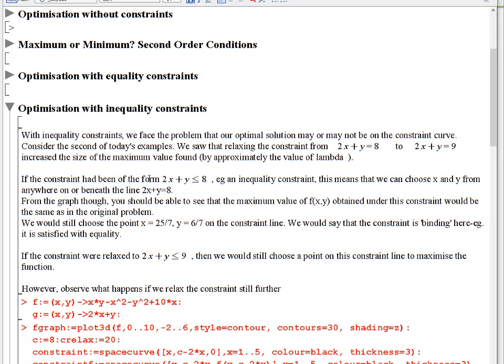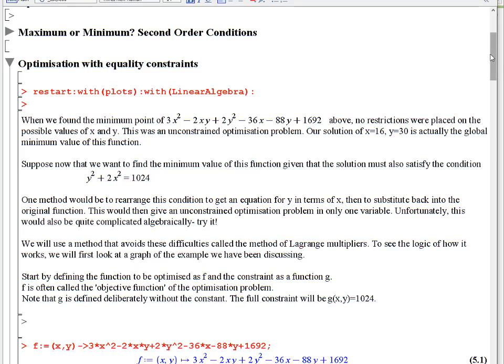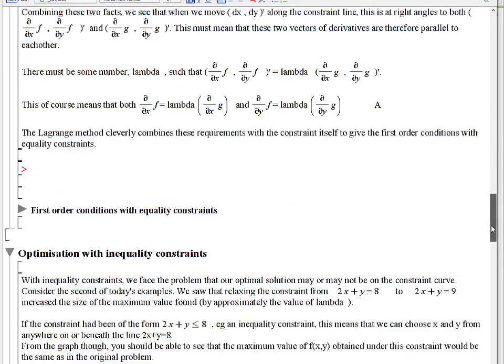So what happens if something was written like this? Instead of 2x plus y equals 8, it's less than or equal to 8. That's an inequality constraint. That means you can choose x or y on the line or from anywhere beneath that line. So if we nip back and try and find that actual graph, which I think is in here.